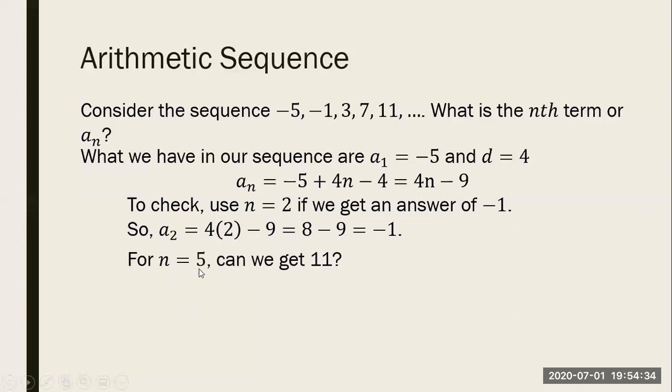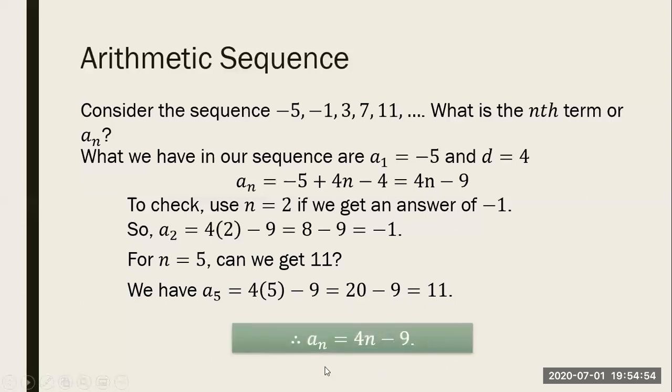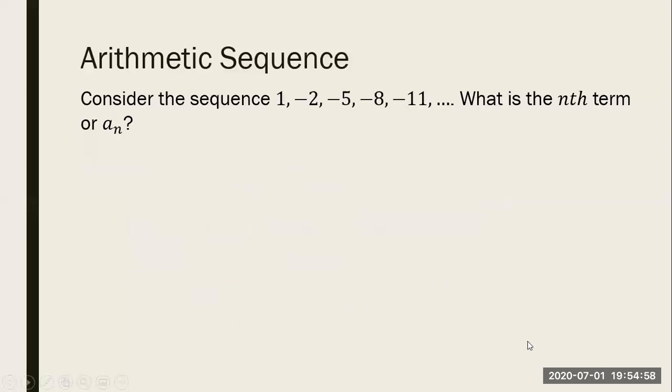For n is equal to 5, can we get 11? Okay, so we have a sub 5 is equal to 4, balik dito, times 5 for our n minus 9. So we have 20 minus 9 is equal to 11. So correct. So therefore a sub n is equal to 4n minus 9.